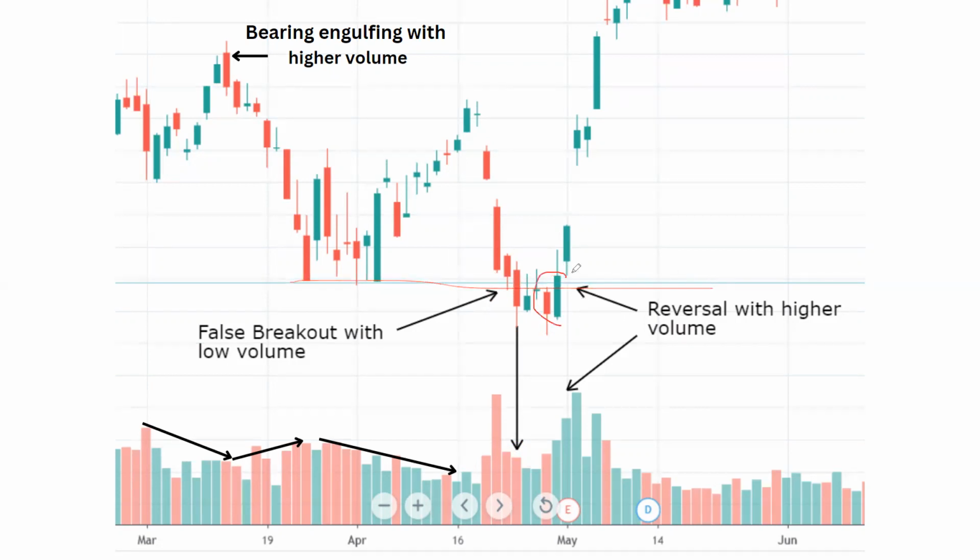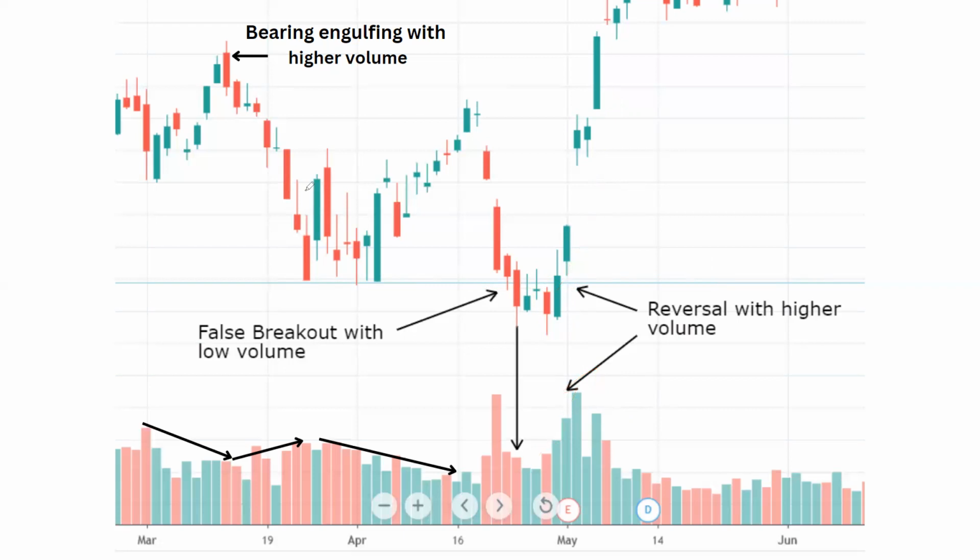We get the reversal, we break above, and we see that volume has started increasing and is trending upwards, right? So now that supports our theory of a strong uptrend, as we have price going higher and the volume going higher here as well. So this is what you want to look for, guys, okay?